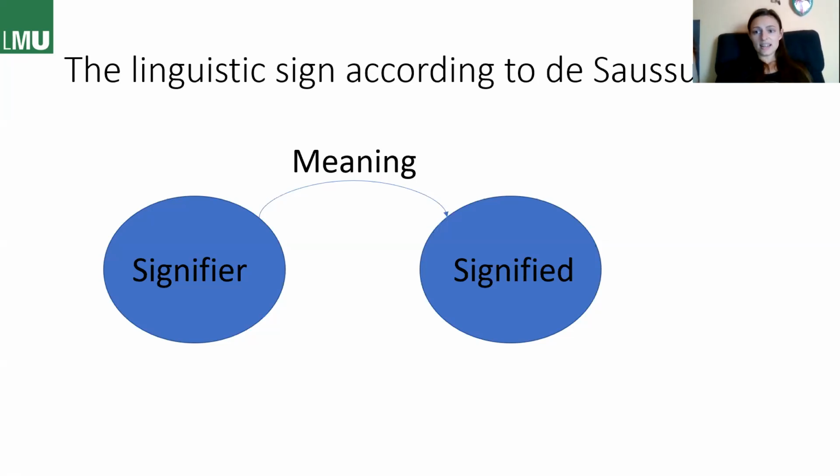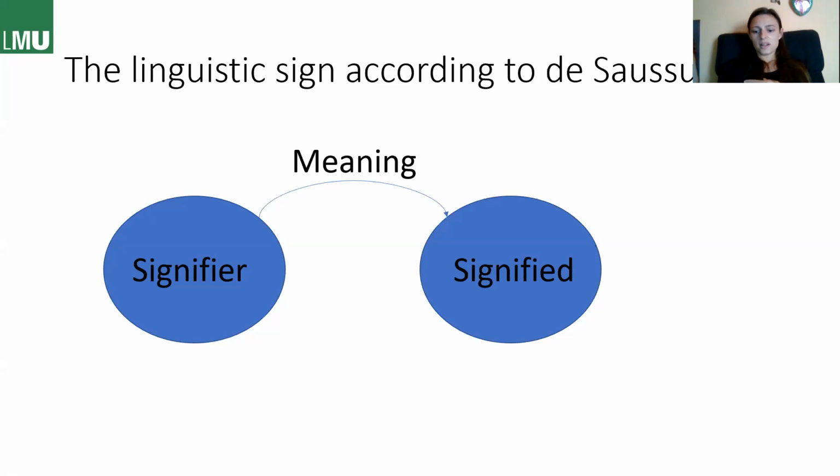And the linguistic sign has three key components. It's arbitrary, it's linear, and it's conventional. Arbitrary means that it's non-motivated, much like a symbol. So there's no particular reason why a tree is called a tree. It's not in the tree itself to be called a tree.